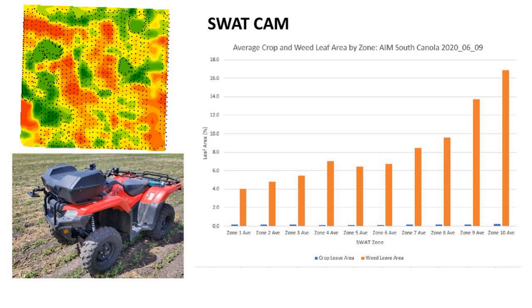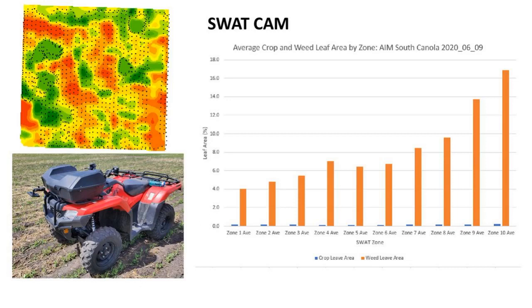So when you do that and you plot it according to the management zones, some interesting trends emerge. Number one, we see the blue bars for the crop leaf area. We can see that it's relatively consistent across all the management zones.